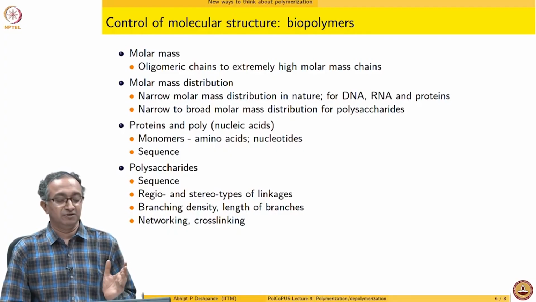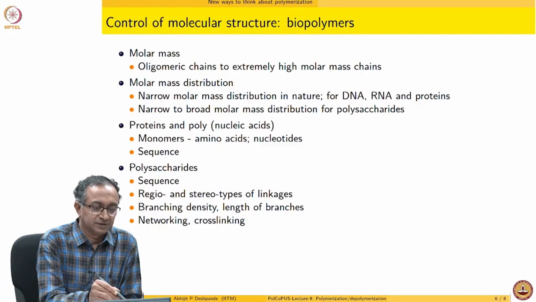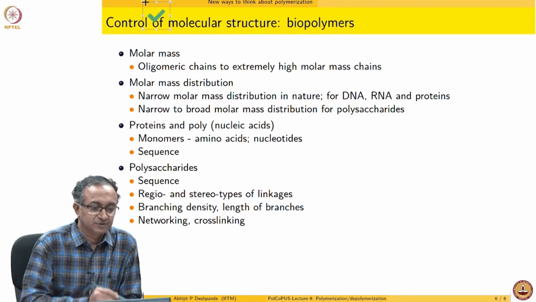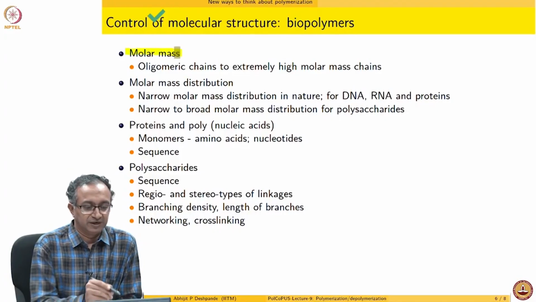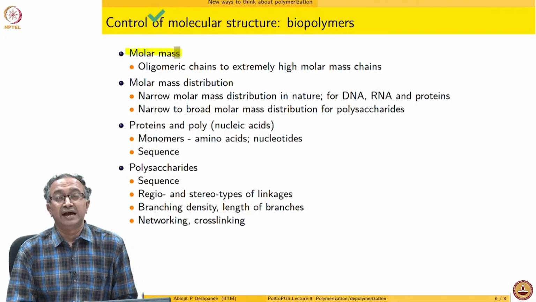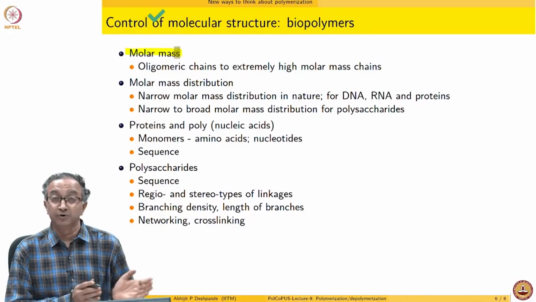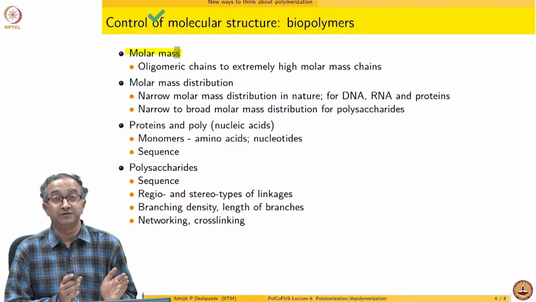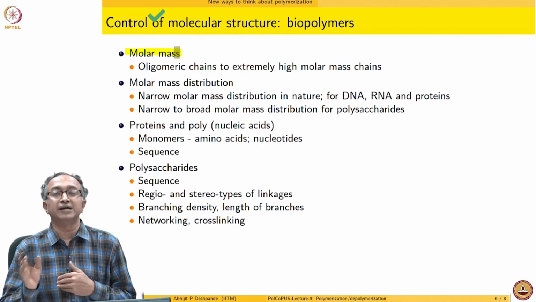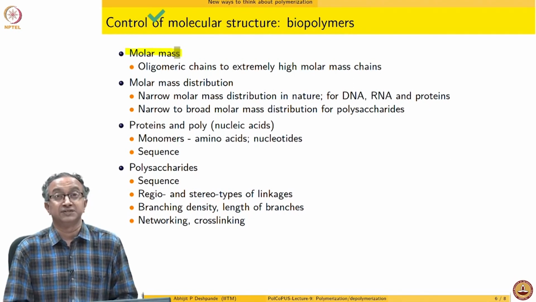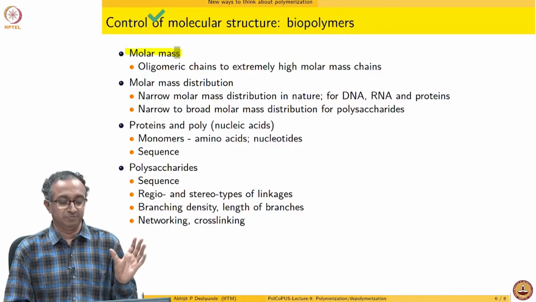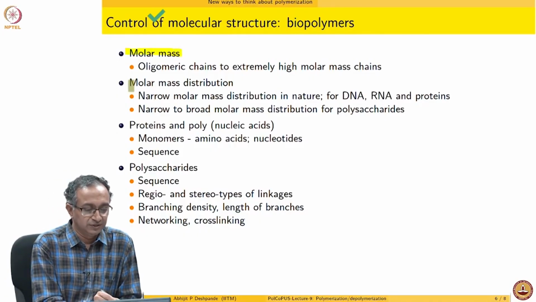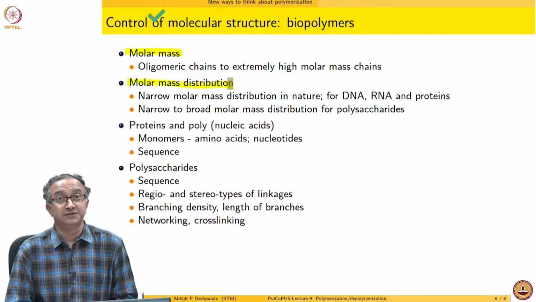So just looking at what are the challenges when we think of polymerization processes for biopolymers and natural polymers, these are the examples of what are the strategies available in terms of control of molecular structure. So of course, molar mass itself is controlled. And in nature, we have examples of oligomeric units, which means a small number of repeating units, all the way to extremely high molar mass chains. So therefore, synthesis can be done to make a very small number of repeating units to an extremely large number of repeating units.